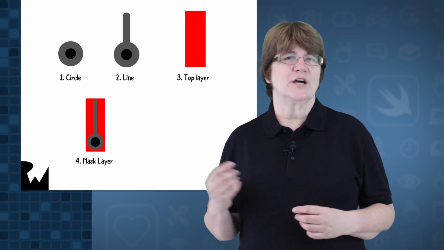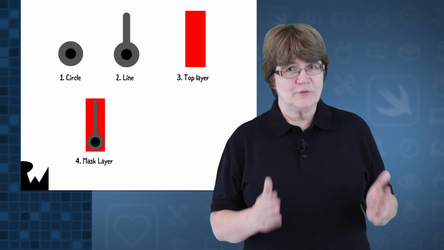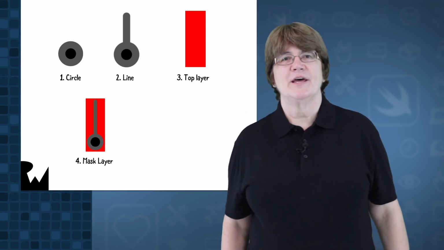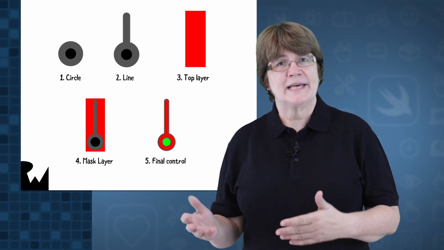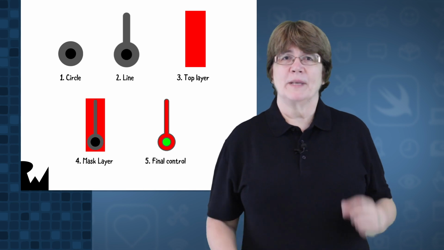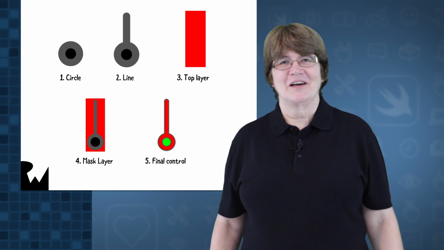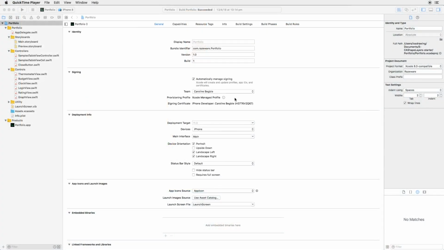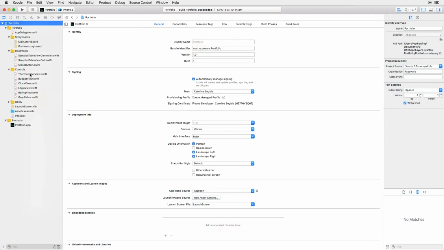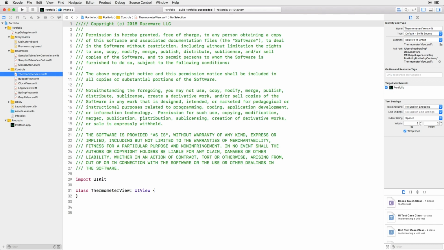Then we'll create another layer that's the same as the bottom layer, but a bit thinner. We'll use this layer to mask out the thick top layer, and that will be our finished control. So let's get started. Open up thermometerview.swift. All the code for the custom control is going to go in here.